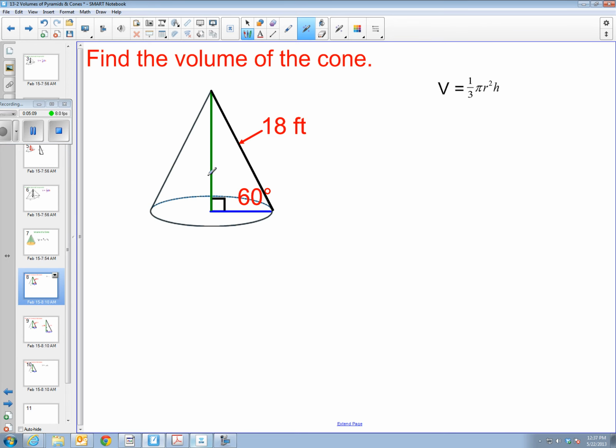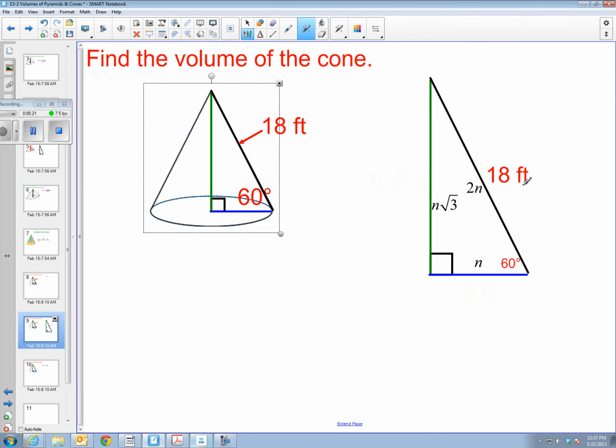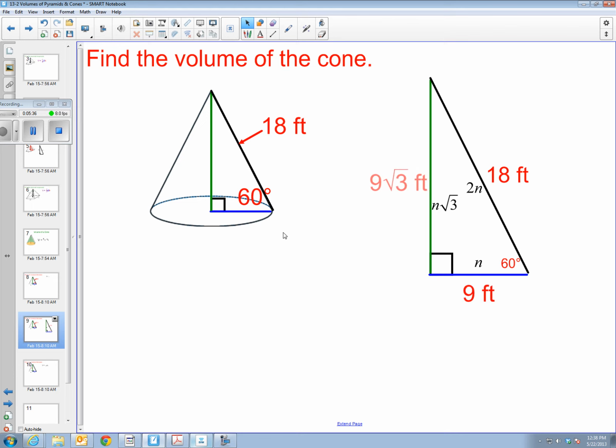So here we go. Here's our information that we're given. We want to find the volume of the cone. It has a slant height of 18 and an angle of 60 degrees. Using this information, we'll notice that we have a 30, 60, 90 triangle. That means that we can simply use 30, 60, 90 to find that the value of n would be 9, and the value of n root 3 would be 9 root 3. Those are both very helpful because now we have enough information that we can actually calculate the volume of the cone.